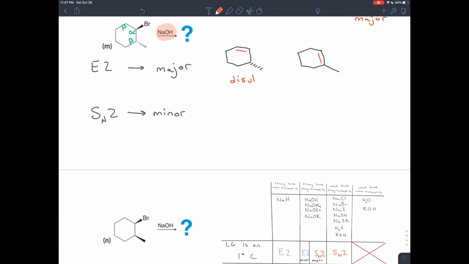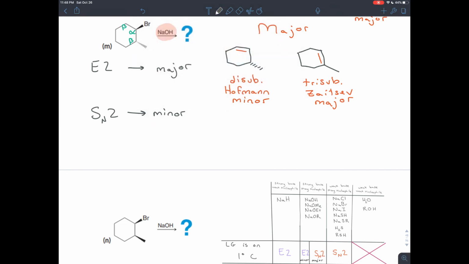You can notice that the one on the left is di-substituted, the one on the right is tri-substituted, and so the one on the right, the more substituted one, is the Zaitsev product. The one on the left, the less substituted one, is the Hofmann product. Now overall, together, these are the major products. But among these, because we have a skinny base, the Zaitsev product is the major product, and the Hofmann product is the minor major product.